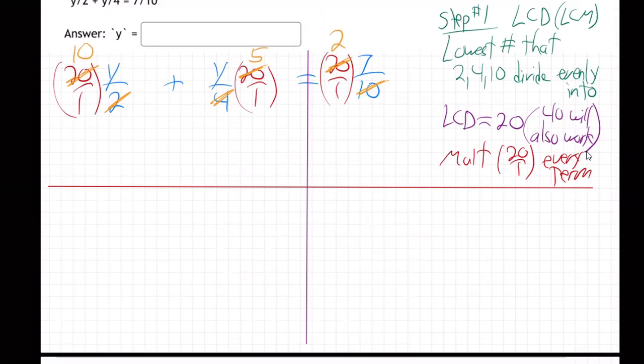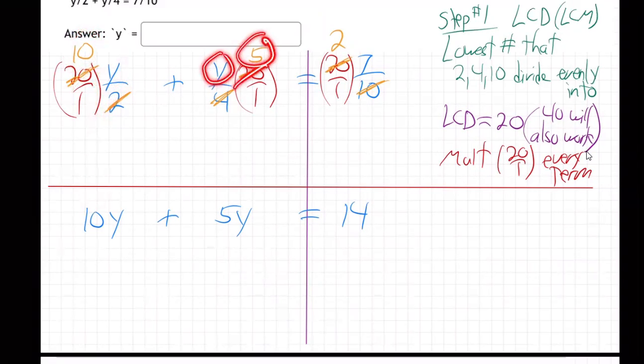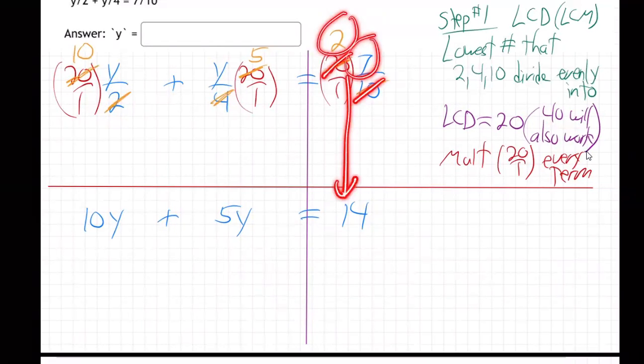And so what does that leave us? 10y plus 5y is 14. Do you see how I'm getting that? With the 2 and the 20 gone, all that was left was the 10 and the y. Over here, all that's left is 5 and y. These guys are canceled, so 5y. Over here, the 10 and the 20 are canceled. All that's left is 2 times 7, 14.